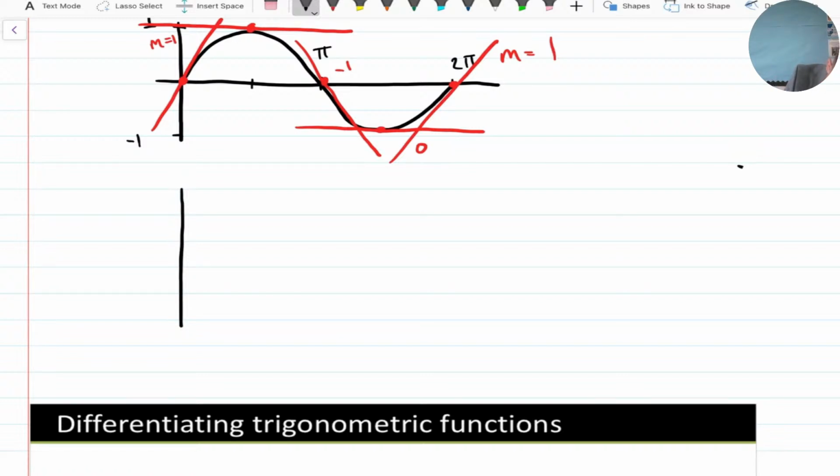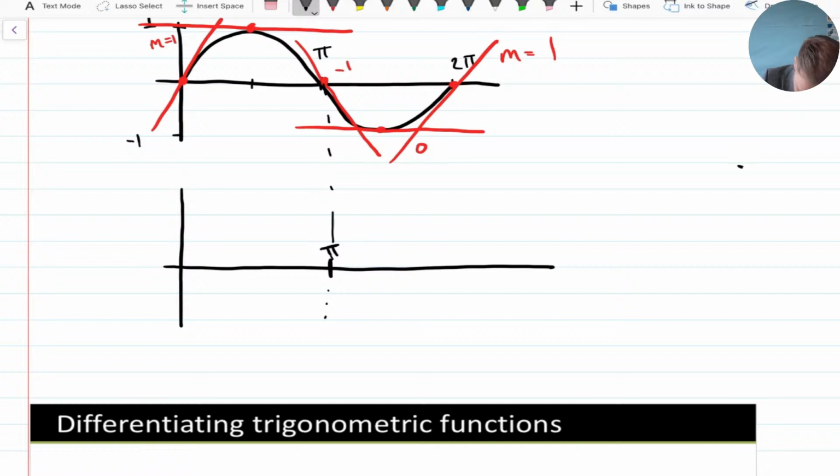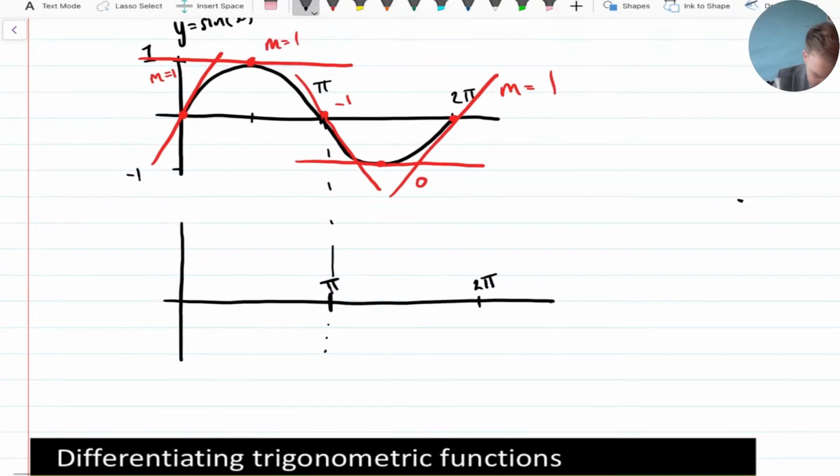Here's my axis like so. And I'm going to go literally straight down here like this. So this is pi. This one here is 2 pi. And I'm going to plot the gradient function. So what did I say my gradient was at this first part here at 0? Well, I can see here my gradient, which is this line here, is equal to 1. So I'm going to plot that. Here it is. So my first one is 1.